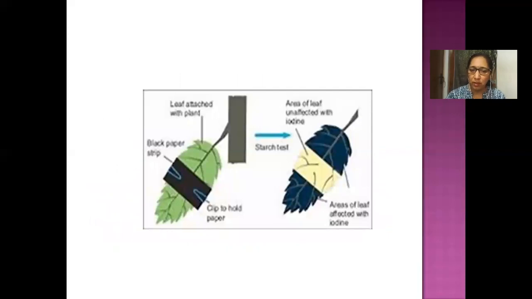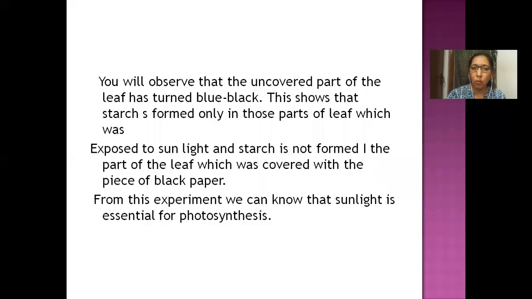Here is the diagrammatic representation for the experiment, as you can notice there. Here we can observe that the uncovered part of the leaf has turned blue-black. This shows that starch is formed only in those parts of the leaf which were exposed to sunlight, and starch is not formed in the part of the leaf which was covered with a piece of black paper. So from this experiment, we can know that sunlight is essential for photosynthesis.